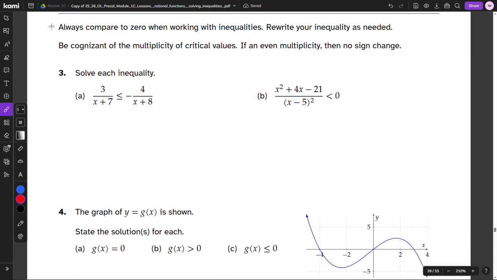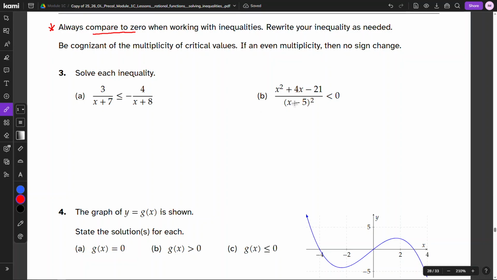I cannot emphasize this enough. Always compare to 0 when you're working with inequalities. Rewrite your inequality as needed. Be cognizant of the critical values and their multiplicities. If you have an even multiplicity, there will be no sign change.